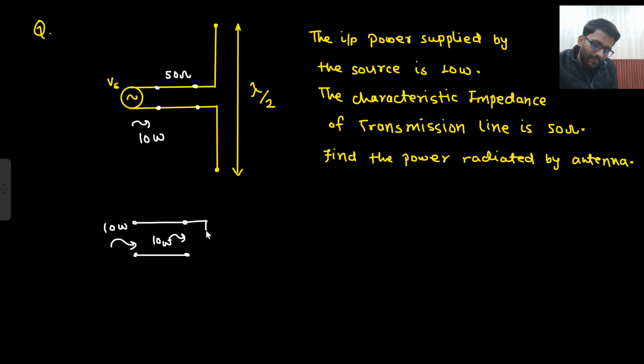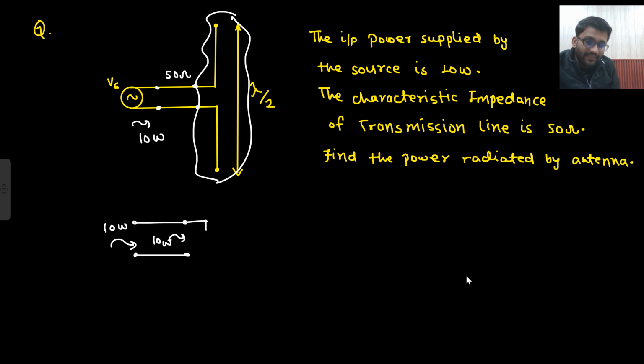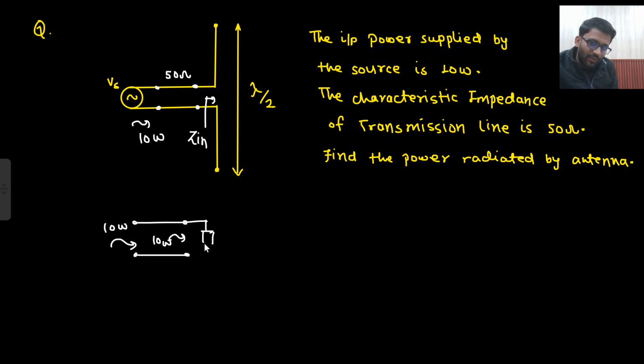Now the thing is, this particular antenna can be replaced with its Z-in, right? So it will be replaced with some Z-in. And what is that Z-in? For a lambda by 2 length antenna, what is the value of Z-in? That is 73 ohm? No. 73 plus j42.5. Here what you need to find? You need to find the reflection coefficient.